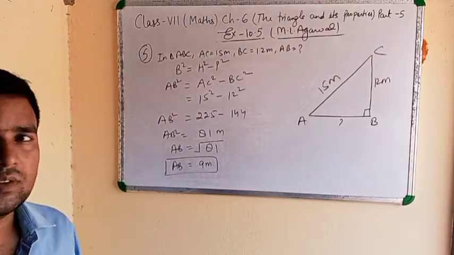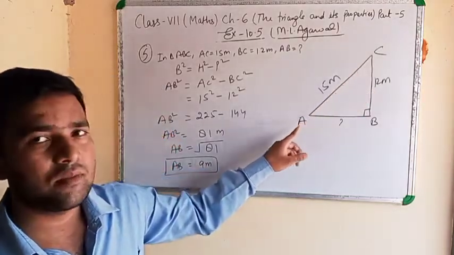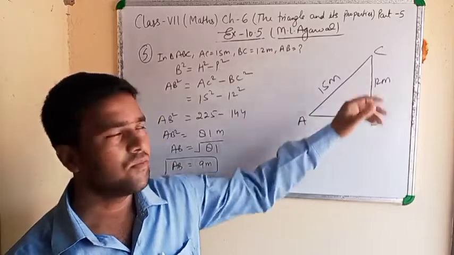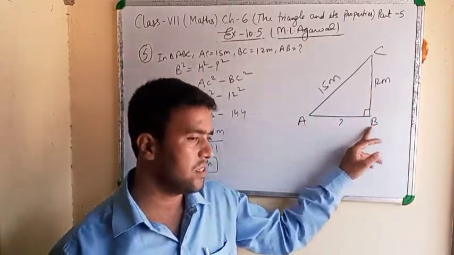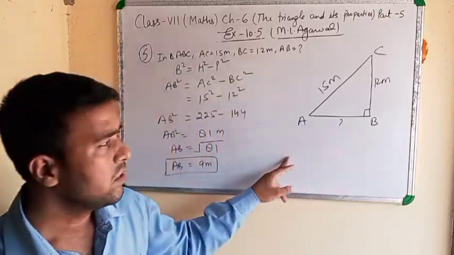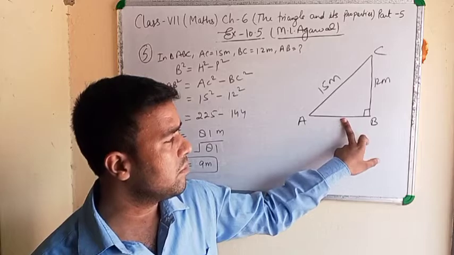It is the answer. Clear? It is a ladder. Ladder height is 15 meter. It is the wall, 12 meter high. It is the ground level. This distance is asked. Clear? According to the figure we are seeing here, we are asked the value of the base.